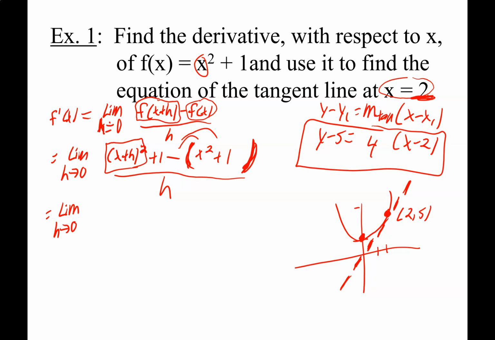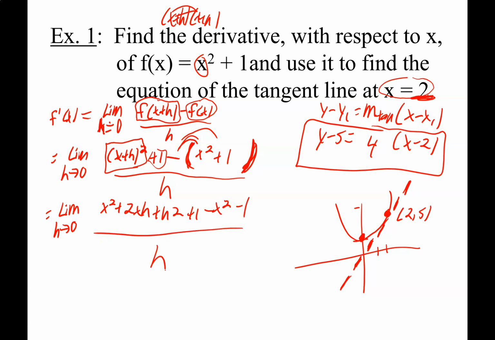Again, I'm hoping this is something you can distribute or FOIL in your head. If not, write it out. Do your distributive, have a blast. It gives you x squared plus 2xh plus h squared. Then we got this plus 1. Distribute the negative, I get minus x squared minus 1, all over h. X squareds are toast. 1s are toast. I get the limit as h approaches 0 of 2xh plus h squared all over h.